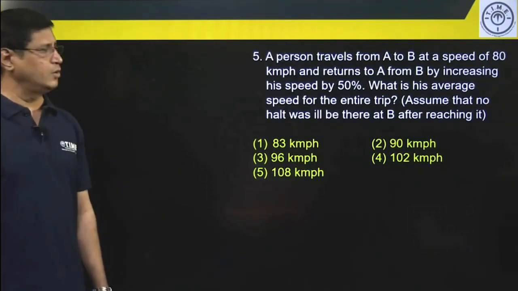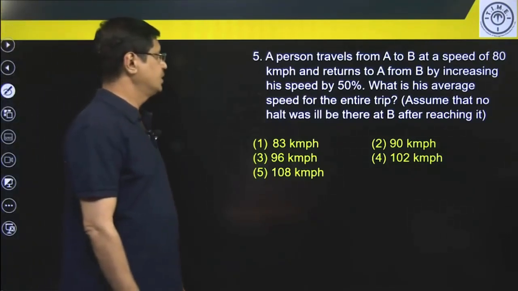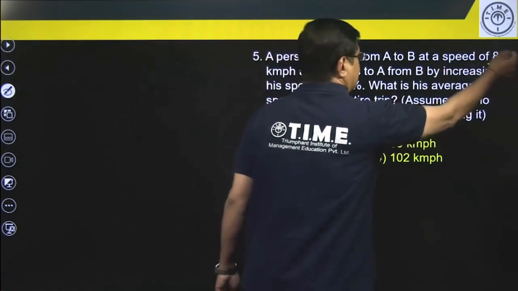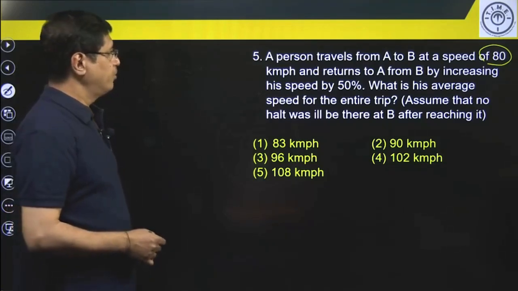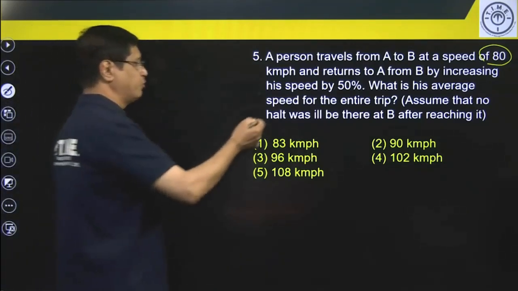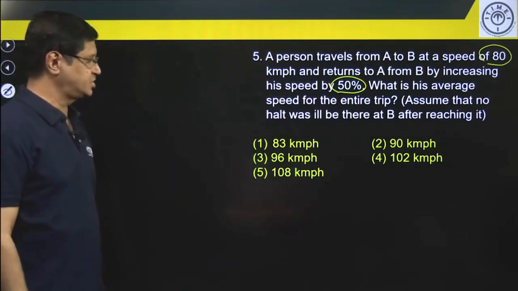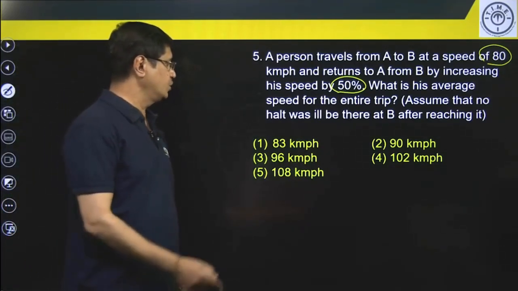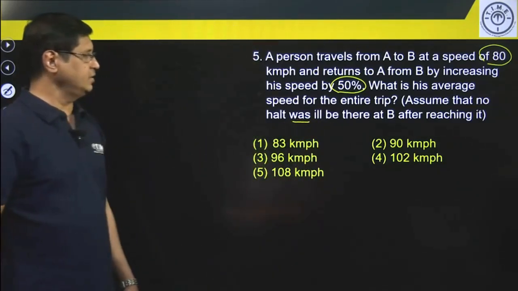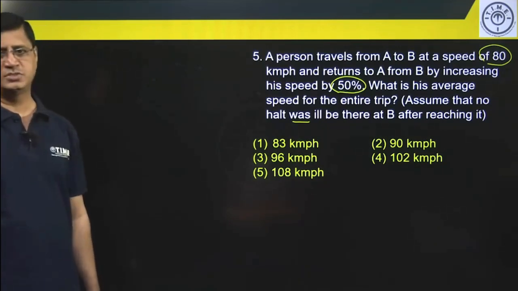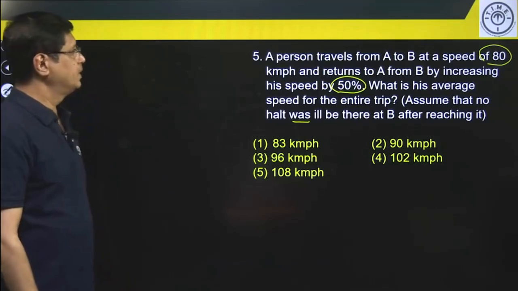A person travelled from A to B at a speed of 80 km per hour and returned to A from B by increasing his speed by 50%. What is his average speed for the entire trip? Assume that no halts will be there at the B after reaching it. Okay. So there is no halt at the B.